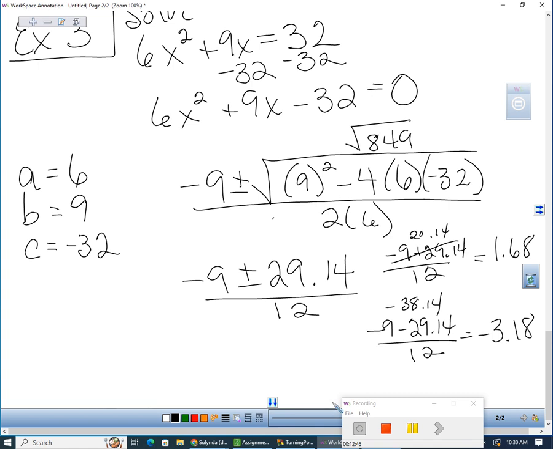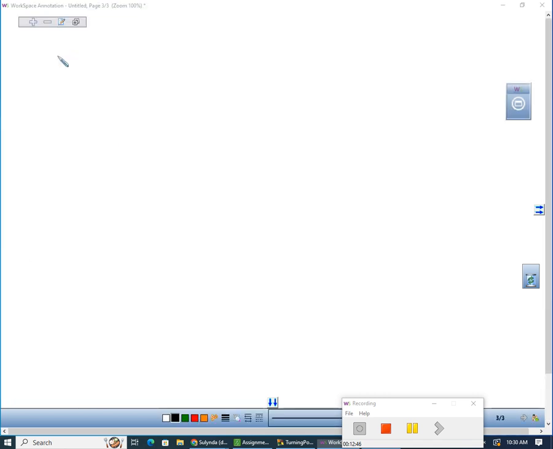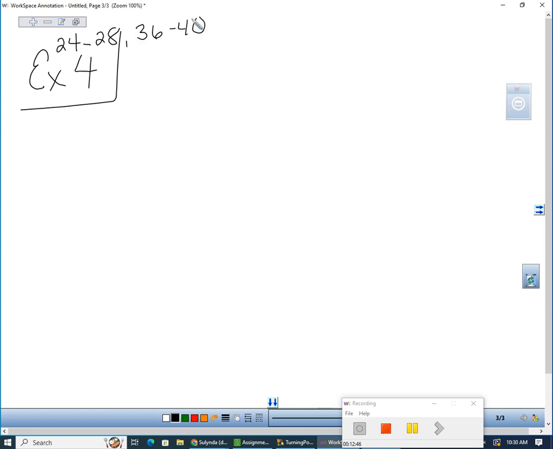I want to go to example number 4. Oh, gosh, no. Good try, though. Example number 4. I want to talk about 24 through 28. And at the same time, we are also going to cover 36 through 40. Then we'll come back to that missing section in just a little bit.